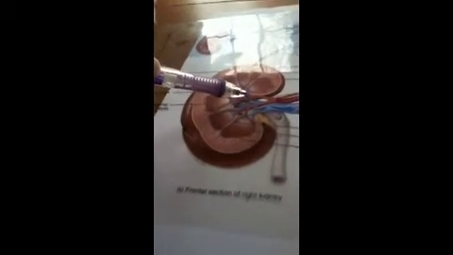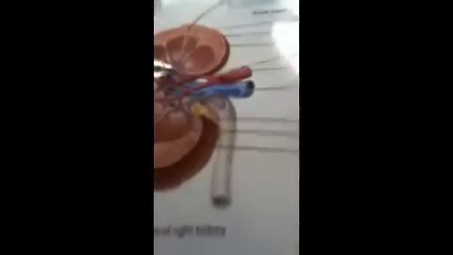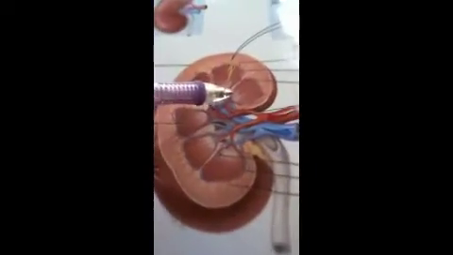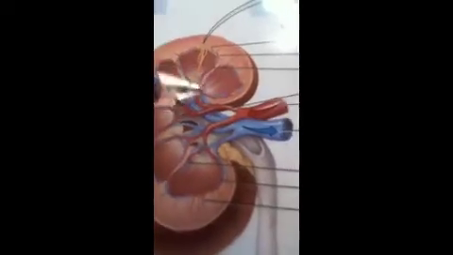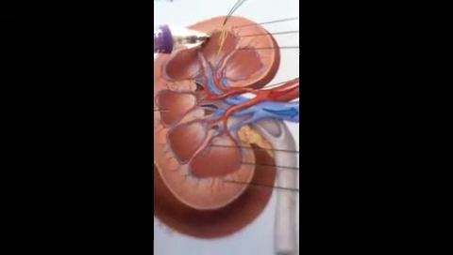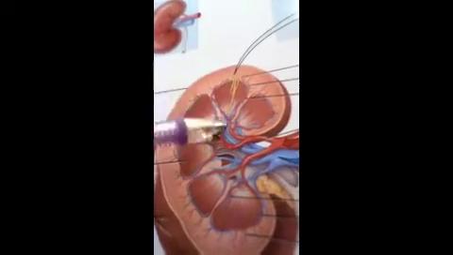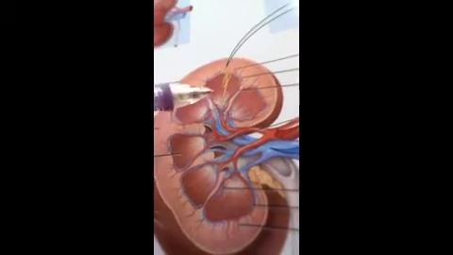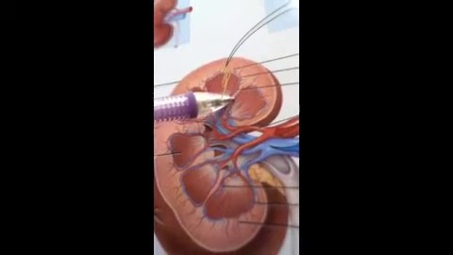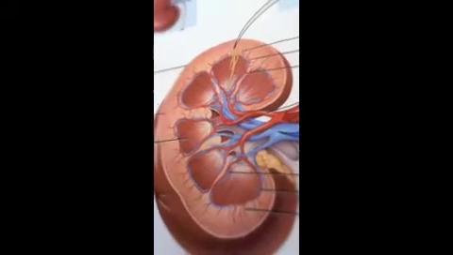Here you have the segmental arteries, and then each segmental artery is going to divide into interlobar arteries. Inter means between, and last time we talked about what makes up a lobe of the kidney: one pyramid plus the overlying cortex plus half of a column on each side of the pyramid makes up a lobe. So you're going to see these interlobar arteries running sort of between the pyramids.